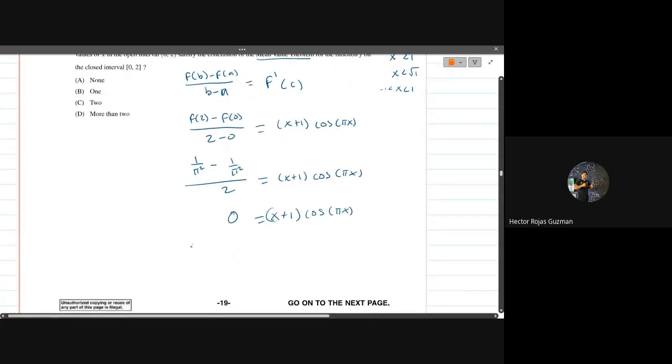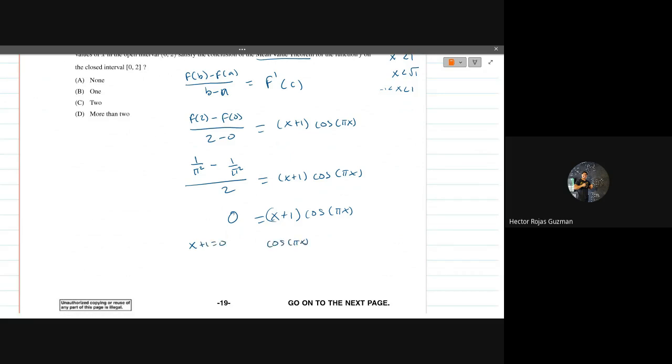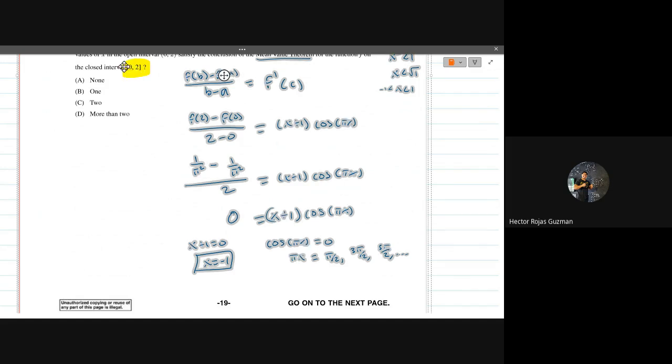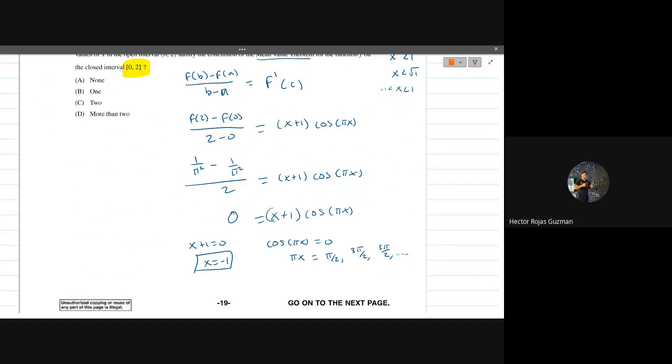Using the zero product property, we're going to split it. Now if I solve for x, I get x is equal to negative 1. But over here, we have to take cosine inverse, right? Cosine inverse of 0. When does cosine equal 0? At pi over 2, at 3 pi over 2, at 5 pi over 2, and so on. Just keep in mind that we're looking for answers on an interval, right? From 0 to 2. So we have to be mindful of that.